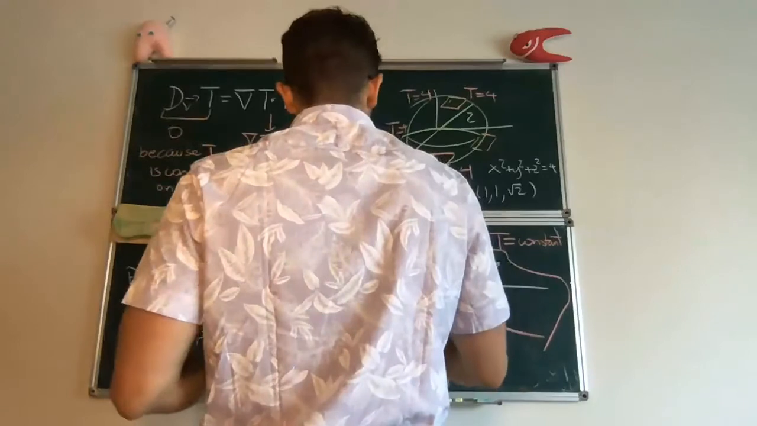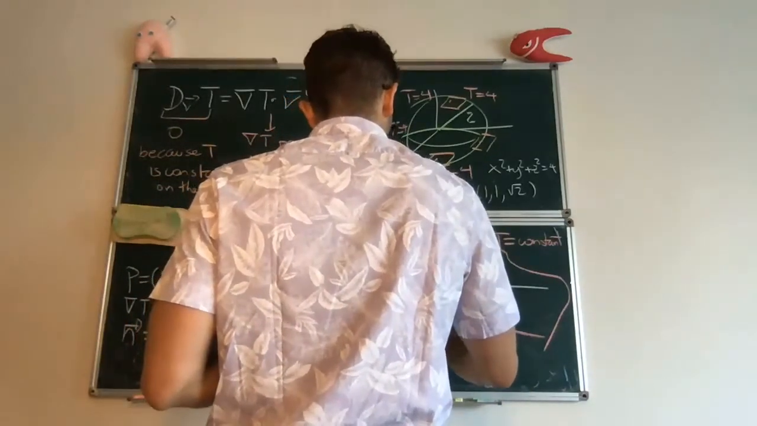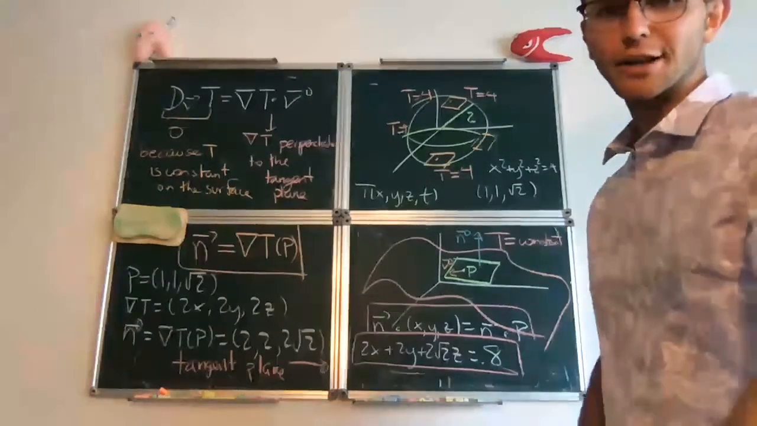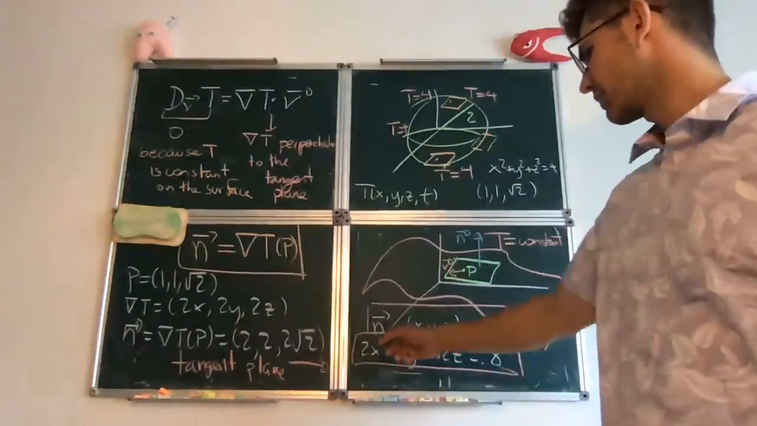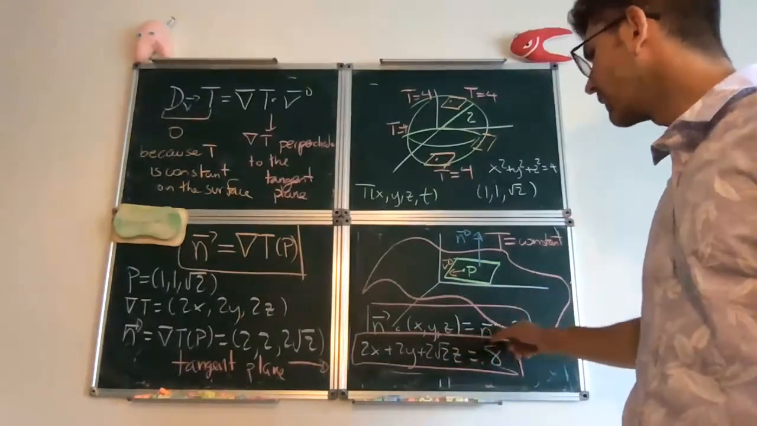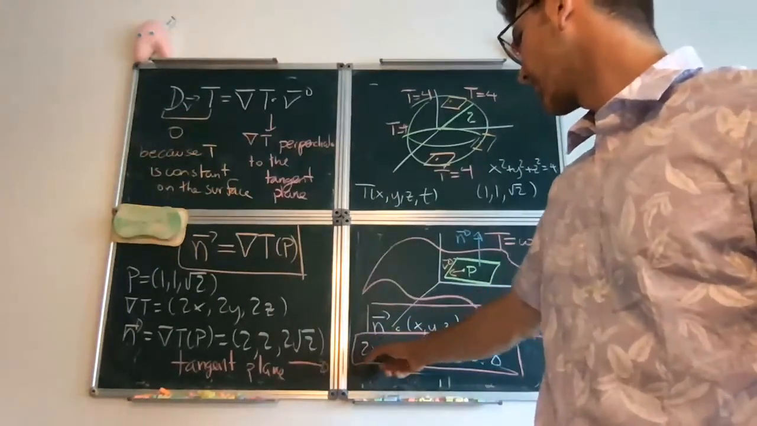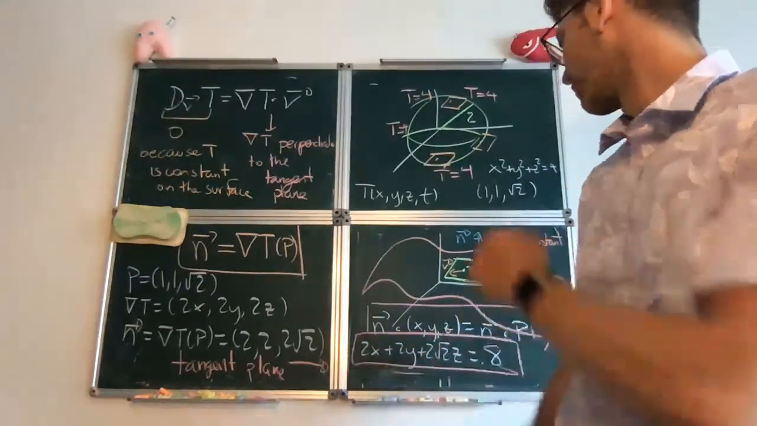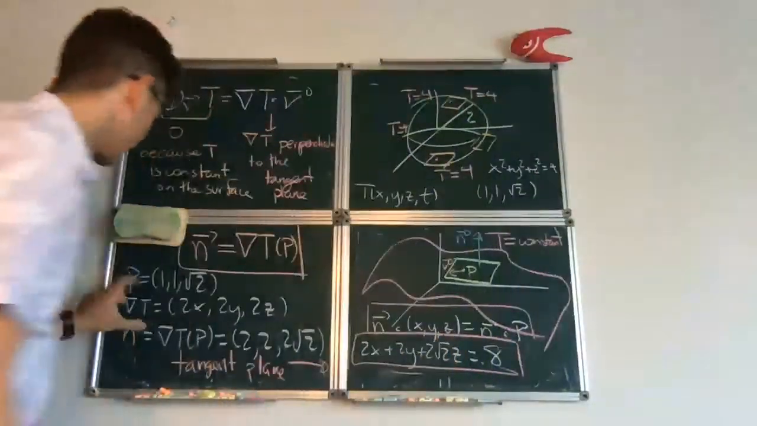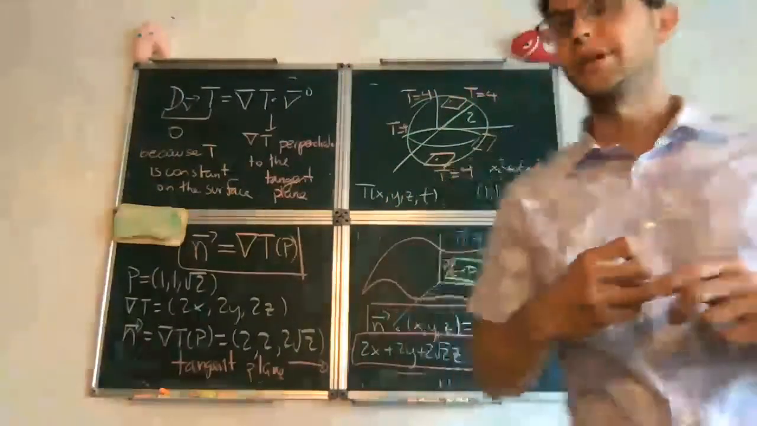And the equation of the tangent plane, remember, is just n dot (x, y, z) equals n dot P. So the left hand side just gives you 2x plus 2y plus 2 root 2 z, and n dot P, if you do this dot product, you get 8. So that's the equation of the tangent plane.